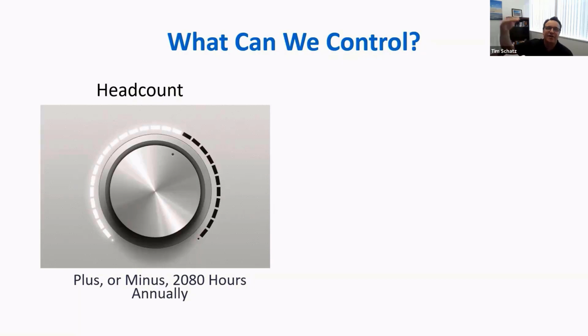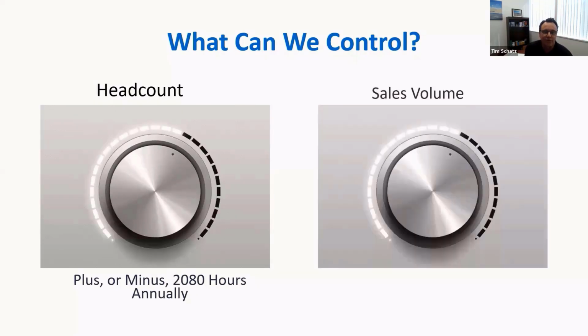Now we have 11. Now we have another 2,000 hours of available time that we've got to fill. We can go down to 9, we can go down to 8. We can control the headcount in our business. We can control sales volume.